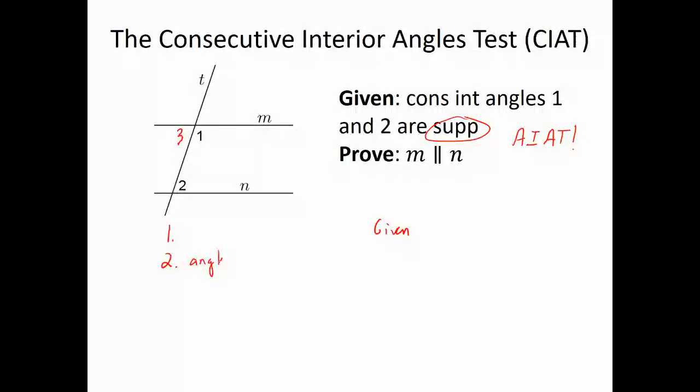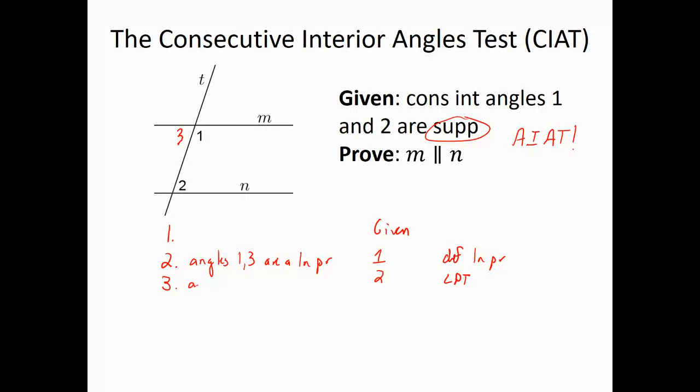So angles 1 and 3 are a linear pair. That follows from the given, as shown in the diagram, of course, by simply the definition of linear pair. And then what follows at this point? Well, the linear pairs theorem, of course, right? So we'll apply the linear pairs theorem to what we have on line number 2. And we know then that angles 1 and 3 are supplementary. That's what the linear pairs theorem tells us.